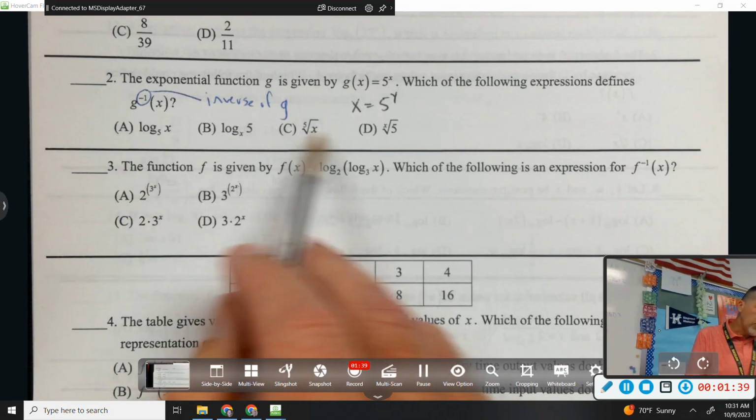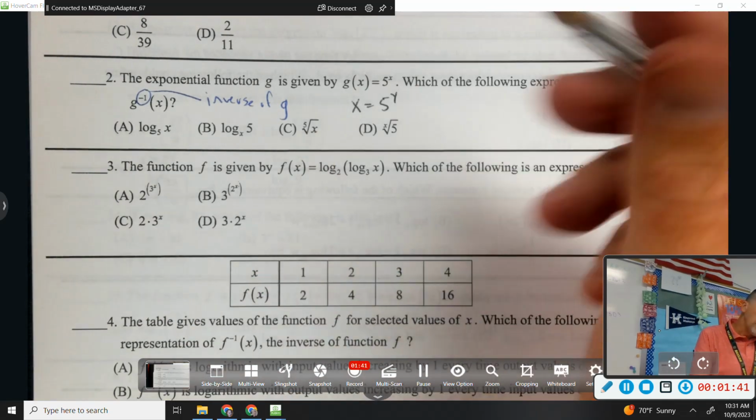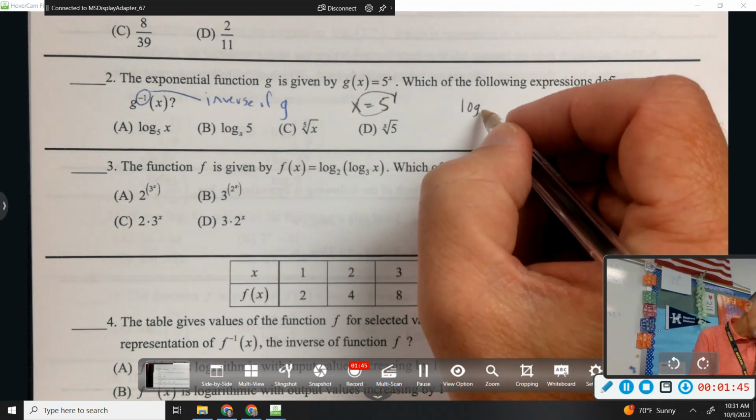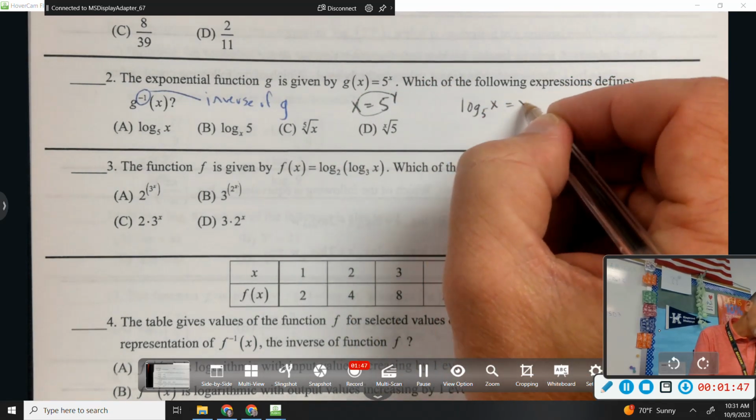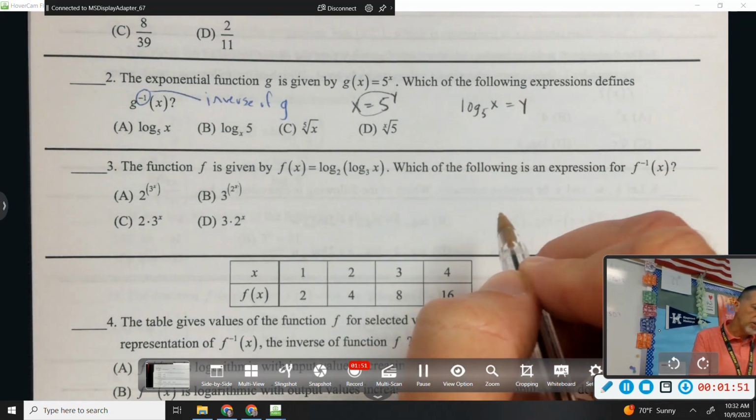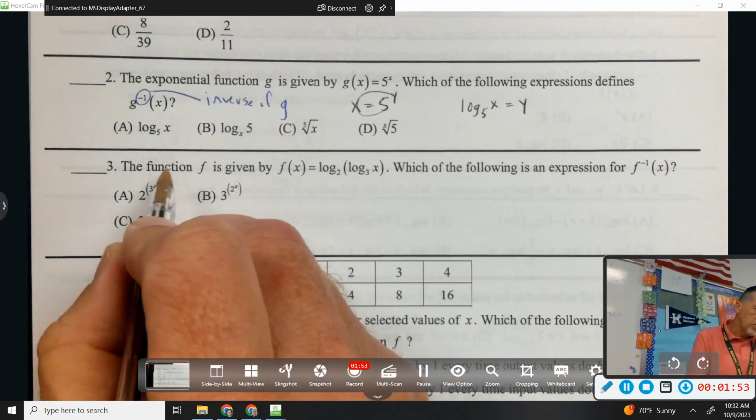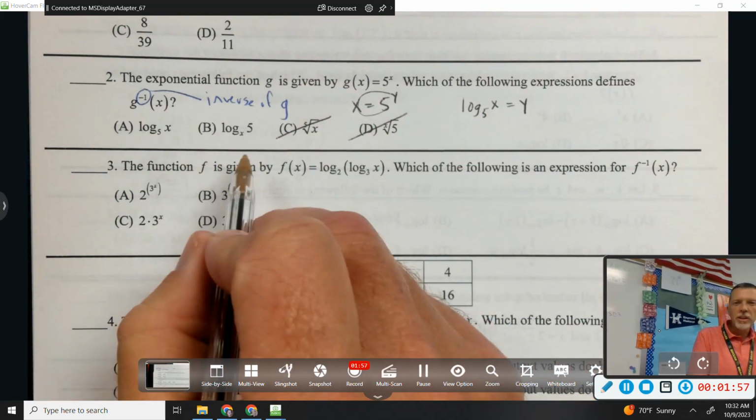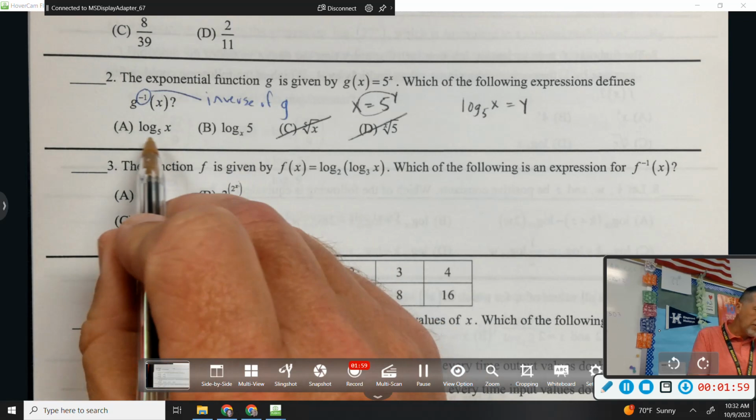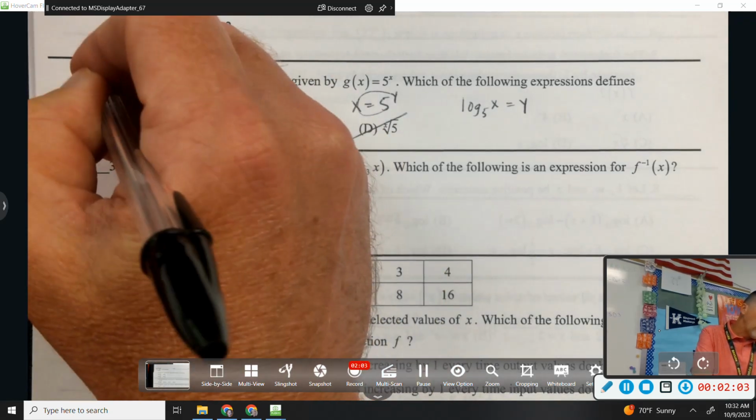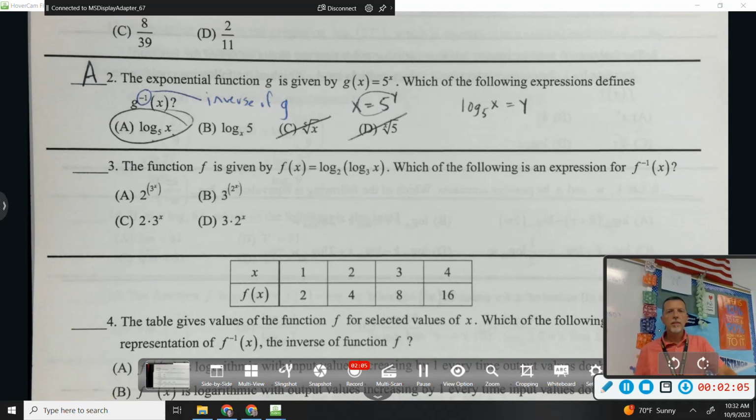And then, of course, this doesn't look like those, but if I fishhook that, log base 5 of x equals y. Yeah, because 5 to the y equals x. So, definitely not the power stuff. A and B are really close, but I need the base to be 5 and the argument to be x. So A.